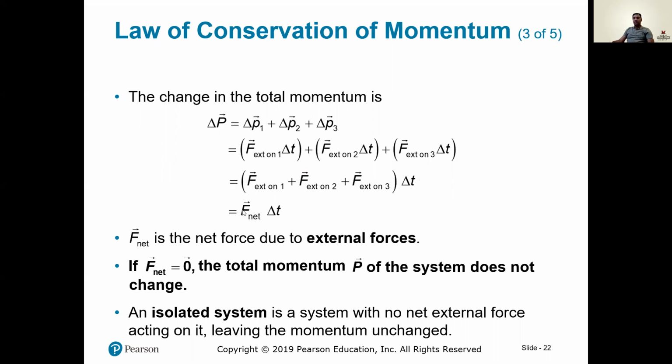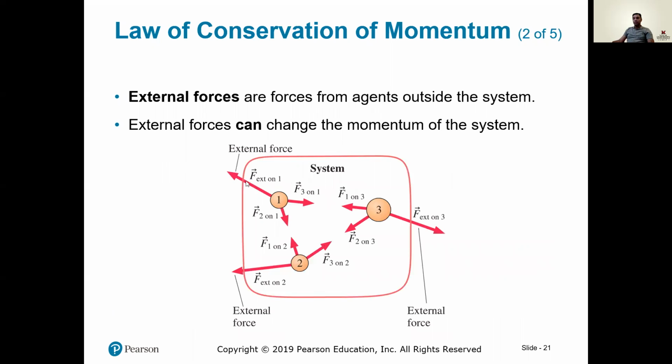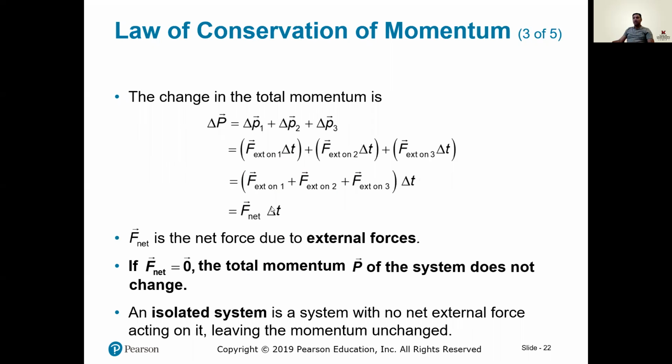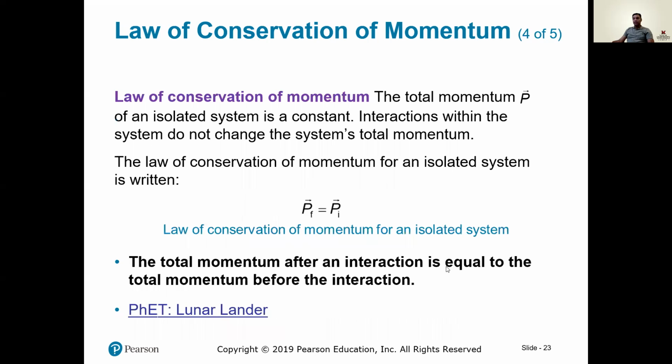If you do not have any external force, if you have a closed system, then these arrows do not exist, right? So your right-hand side, delta p, will be equal to 0. The previous case is when you have an open system. So when F net equals 0, the total momentum is conserved. An isolated system is a system with no net external force acting on it, right?